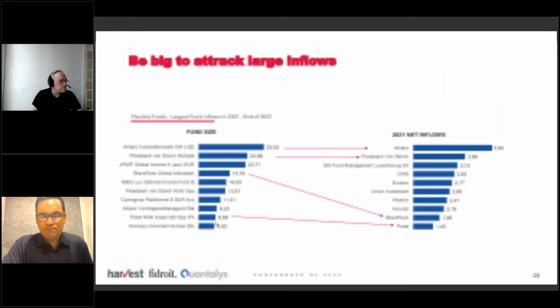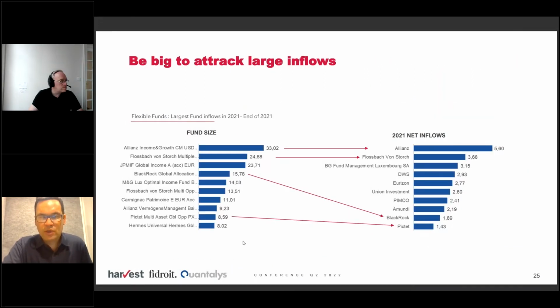The next slide is an illustration just to highlight the importance of size. I mentioned the difficulty: it's always difficult to manage and to be flexible when you are large, but it's easier to collect and to aggregate new money when you are large. And as you can see, there is a strong, high correlation between the net inflows and attraction in 2021 and the fund size of these blockbusters.